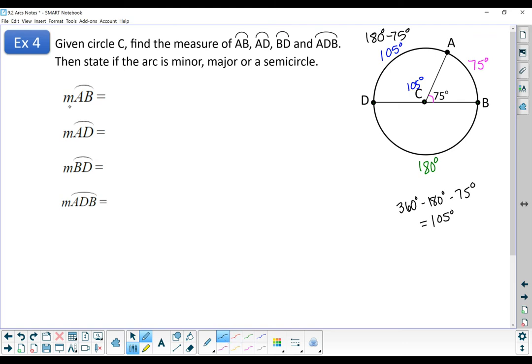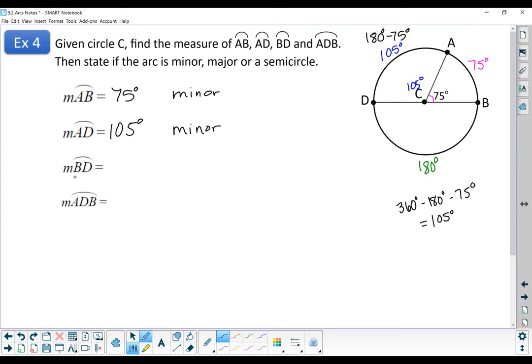The first arc that it asks for is AB, and on our diagram we can see that that's 75 degrees. Because that is less than 180, that's called a minor arc. The next one it asks for in our list is the measure of arc AD. So from A to D is 105 degrees. That's still less than 180. So that's also a minor arc.